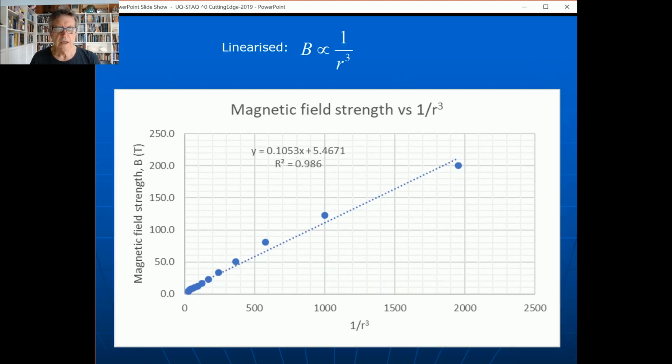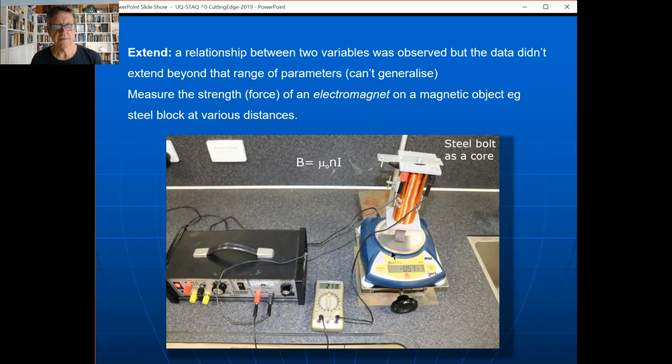Okay. I just linearized that, and you'll notice there's a little bit of a curve in there, so it's not quite inverse cubed. The R value is not too bad, pretty good. And I think if you tried 1 on R to the 2.8, you'd probably find it's more linear, and that would maybe get up to 0.99. But that's for the students to investigate.